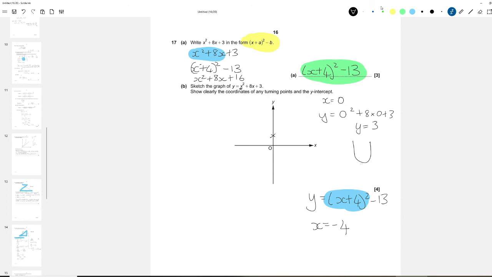So now we need to find our y. Now if this squared is 0, y would equal minus 13. So my turning point would be at (minus 4, minus 13). So it would actually be somewhere here. So my graph would look something like this, with the (minus 4, minus 13) there, and you showing that it crosses the y-axis at 3.